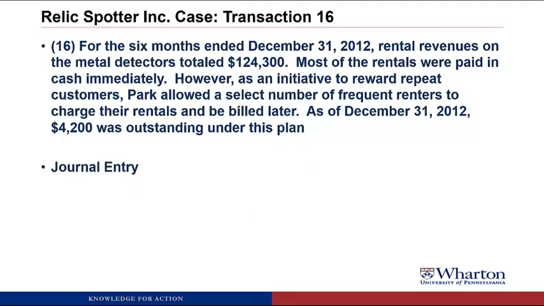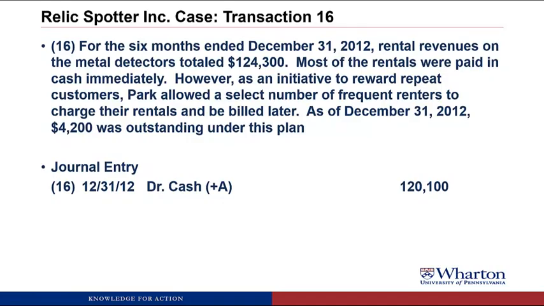To do the journal entry for this one, we have to recognize that there were 3 accounts involved. We got rental revenues of $124,300. We have an accounts receivable of $4,200. That's what the customers owe us under the frequent renter plan. And the rest of it we received in cash. So the difference between $124,300 and $4,200 is $120,100 of cash that we receive. Anytime we receive cash, we debit it, so we debit cash for $120,100.